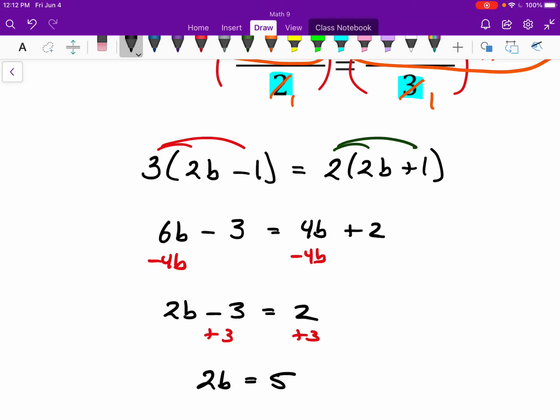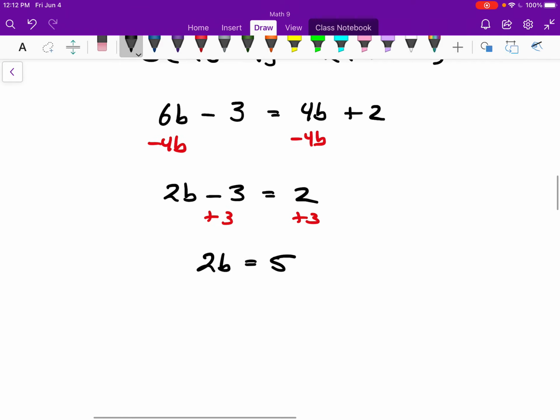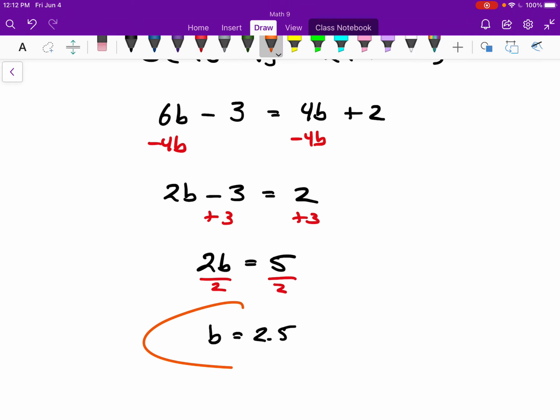2b equals 5. And so finally, I can see my answer is not going to be a whole number because 5 is not a multiple of 2. So b is going to equal 5 divided by 2, which is 2.5 if I decimalize it.